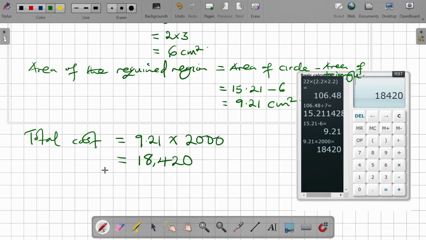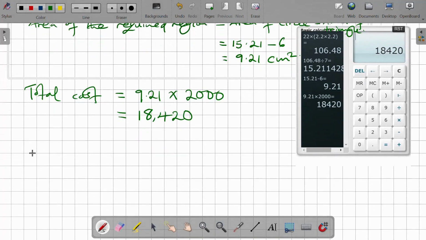We can now conclude therefore the required amount is shillings 18,420 as our answer.